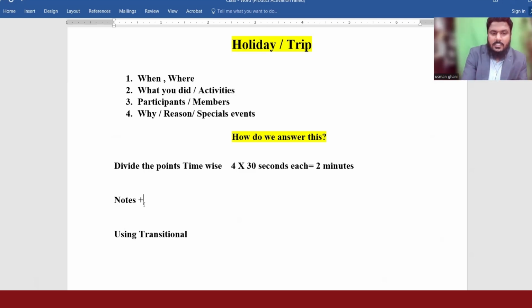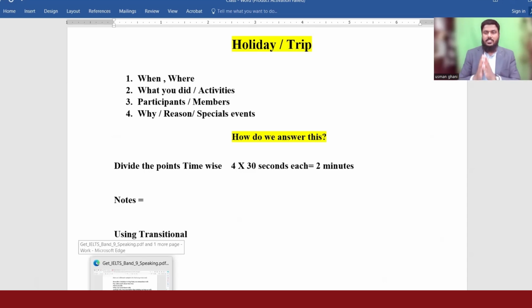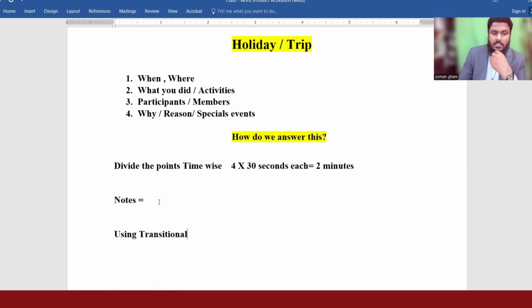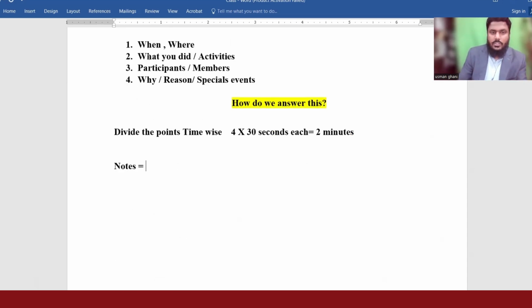The second thing is that we are going to make notes on it, and the third is using transitionals. Before we understand what a transitional is, let us make notes first. So when and where this was is the first thing. Number two, what you did, the activities. Number three, the participants and members. Number four, the reason why you remember this special event.